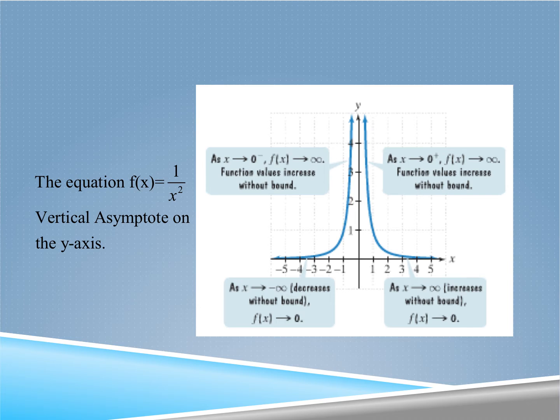All right, for the next one, the equation f of x is equal to 1 over x squared. The vertical asymptote is on the y-axis, so it kind of just gives us the answer here. But to find the vertical asymptote, we set the denominator equal to 0. So what's x equal to? X is equal to 0. So this would be our vertical asymptote. Our graph is going to get really, really close to this dotted line here, but never touch it, never cross it.